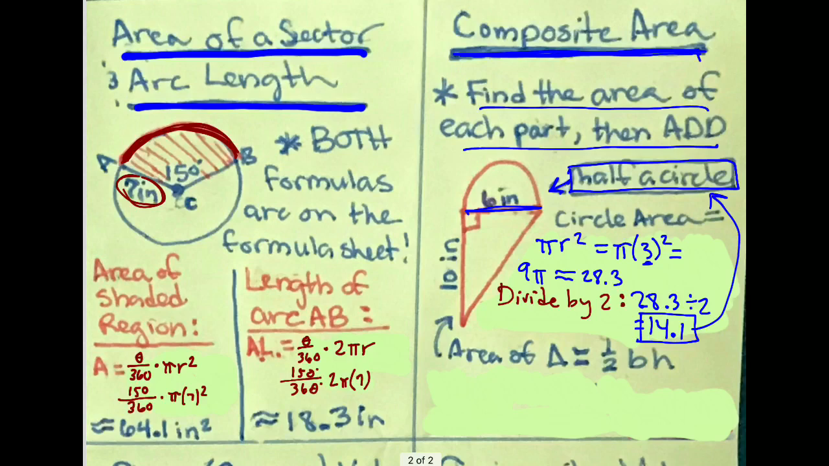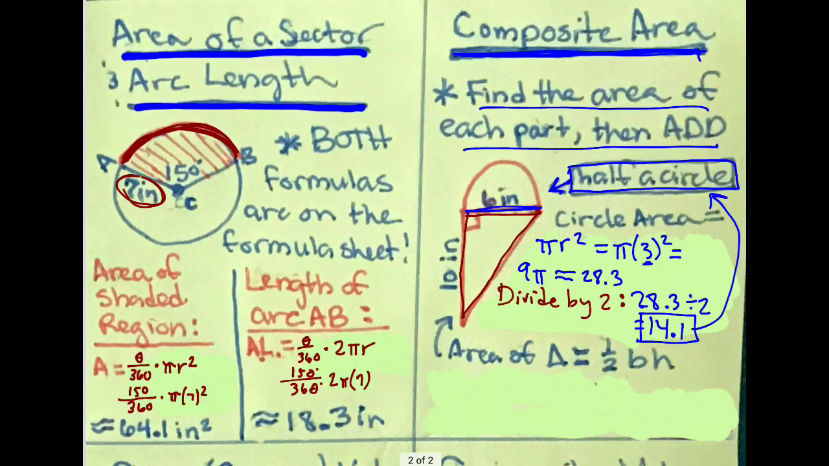So now don't forget you have a second shape here. You have a triangle right here at the bottom. So basically it's just two problems in one if you really think about it. And then you just add them together at the end because you have half a circle and you have a triangle. So on the formula sheet, once again, we have the area of a triangle.